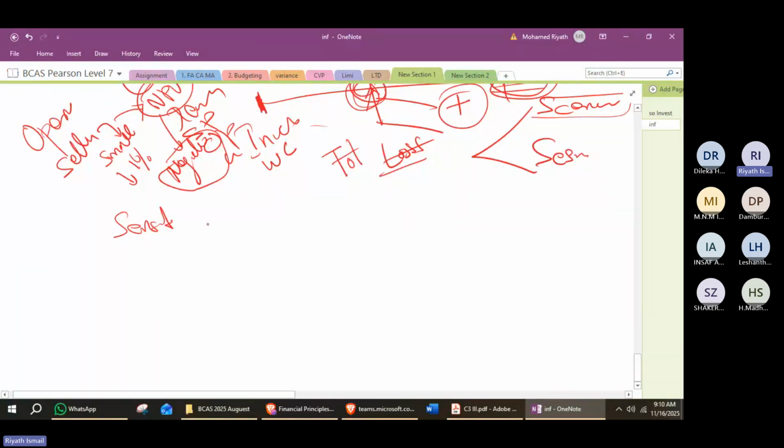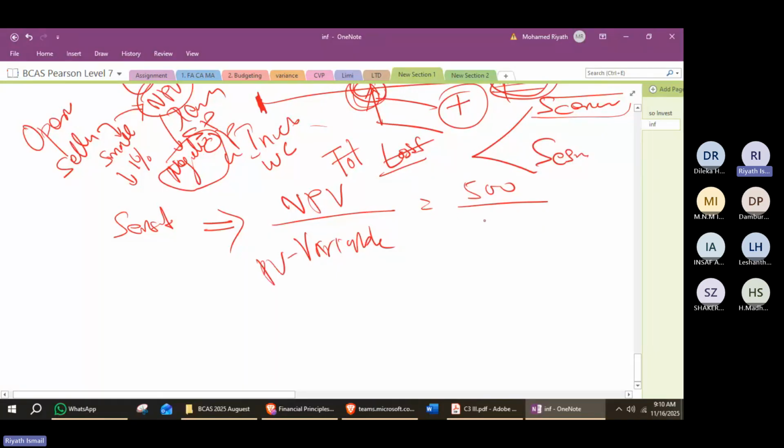The formula for sensitivity analysis here is NPV divided by the variable. So for example, NPV is 500 and the present value of the variable, say operation cost, is 550. You can put operational cost, or the present value of operational cost, or sales volume here. But always at the top, you have to put NPV.